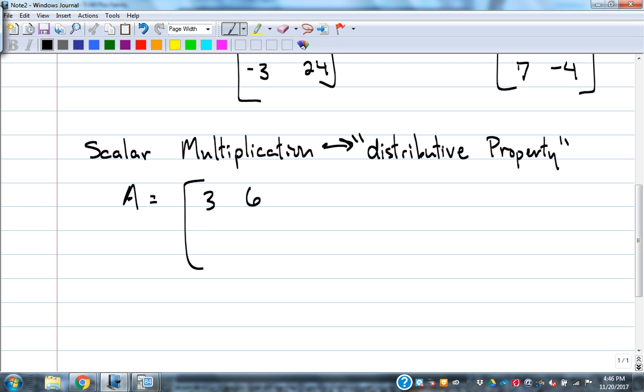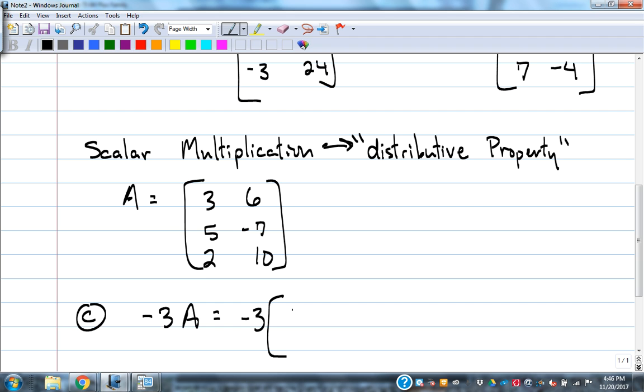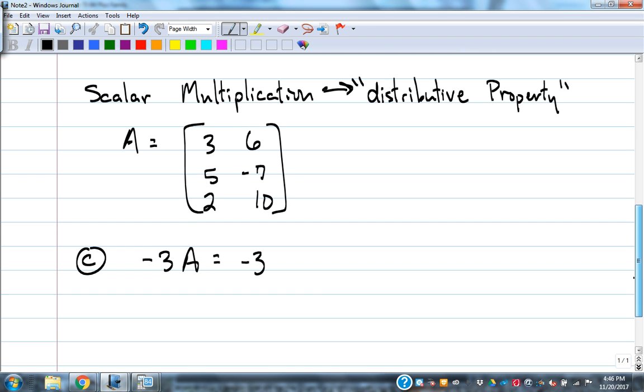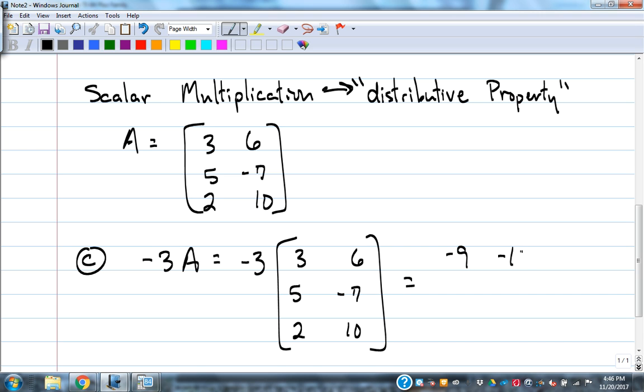So if you've got a matrix A, and we'll use that same one. We could use this 3, 6, 5, negative 7, 2, 10. Same one we had a while ago. And a scalar multiplication upon that matrix might be something where they say negative 3A. All that means is you take negative 3 times that matrix. What that's going to do is just multiply each individual element by negative 3. That's negative 9, negative 18, negative 15, positive 21, negative 6, negative 30.